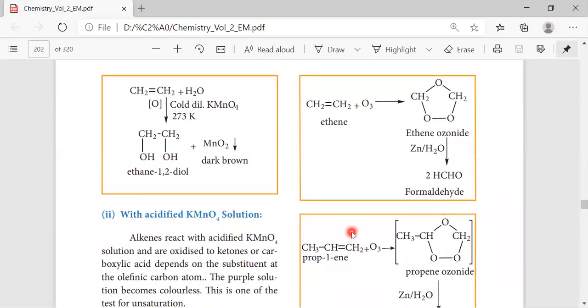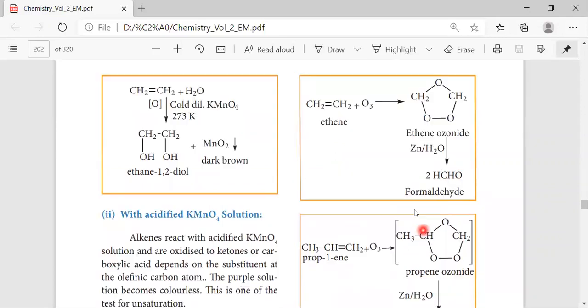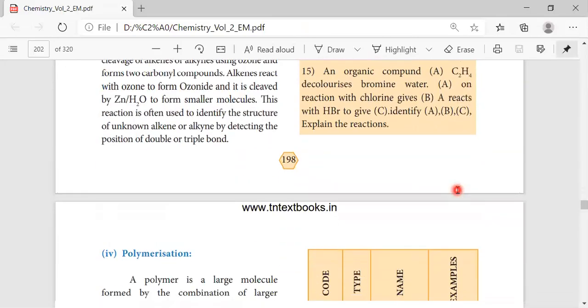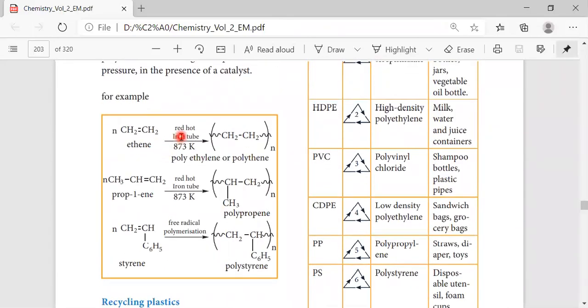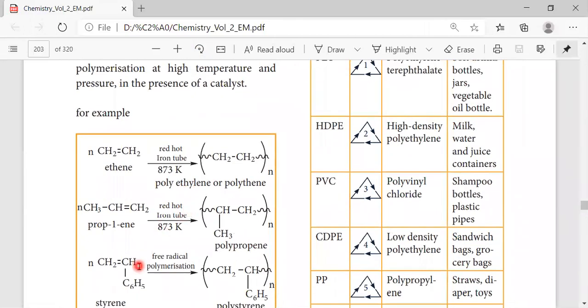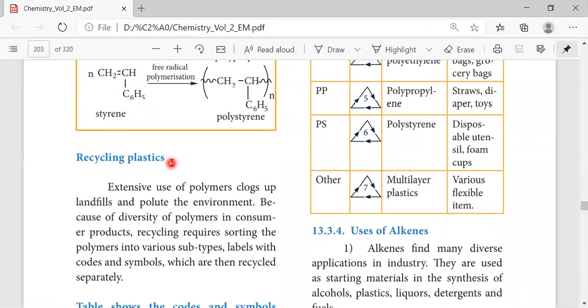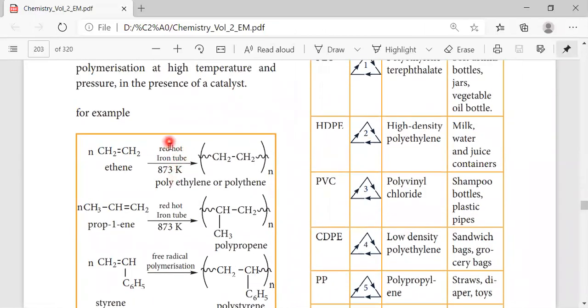Now comes ozonolysis. Ozonolysis means a triangle form. We will have the oxygen attachment, so that is the formation of the aldehyde group. Now comes polymerization. See, in polymerization, it will have more than one carbon chain. That is, the carbon chain length will be more, right? So that is the polymer. This takes place in the presence of a red hot iron tube. Okay?